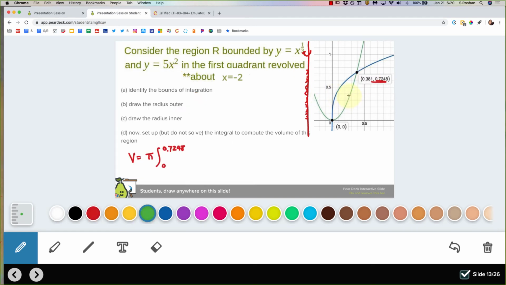Our radius outer is going to be the distance from the curve to the line we're rotating about. Our radius inner is the distance from the curve to the line we're rotating about. The blue one is the shorter one, so it's our radius inner. Now, what is this line?